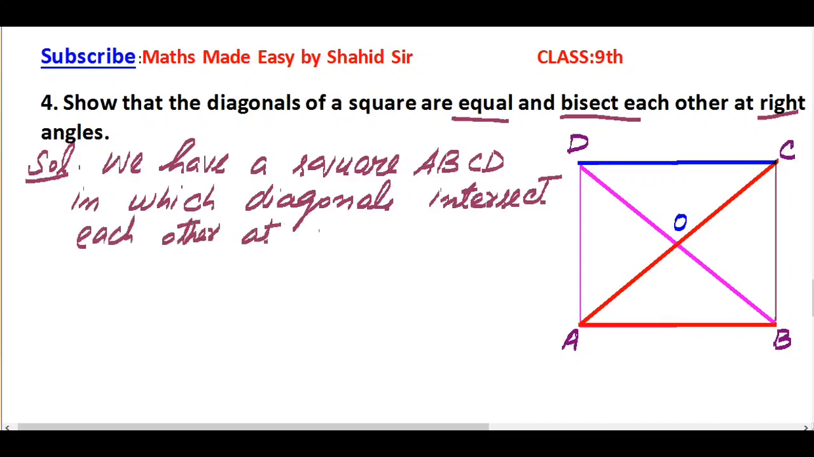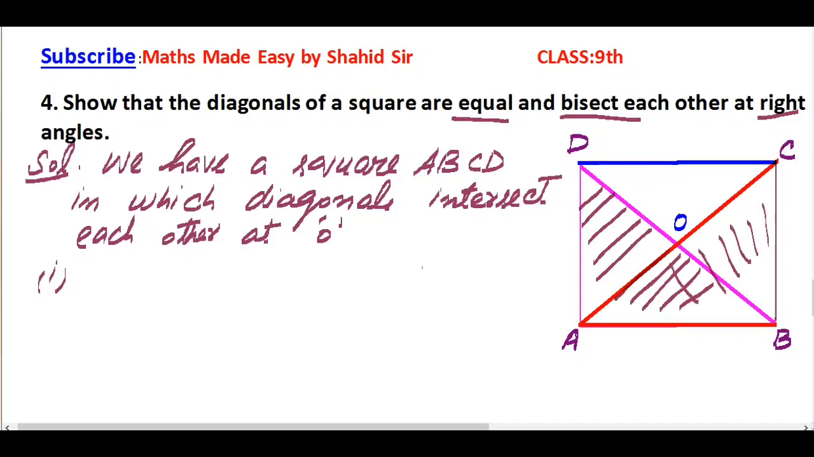Now in the first part, I need to prove that its diagonals are equal. For that, I will simply show that triangle BAD and triangle ABC are congruent. When they are congruent, by CPCT, I can easily prove that AC is equal to DB. So, in the solution in the first part, I will write: in triangle ABC and triangle BAD, in these two triangles, first point, AD is equal to BC.